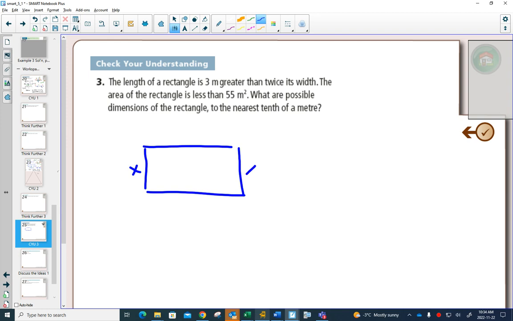So if we choose x for the width, we know that the length is 3 meters greater than twice the width. So 3 meters greater than twice the width, well, 2 times x would be twice it, plus 3. That is going to be our length. So check your diagram. How did you do on that?